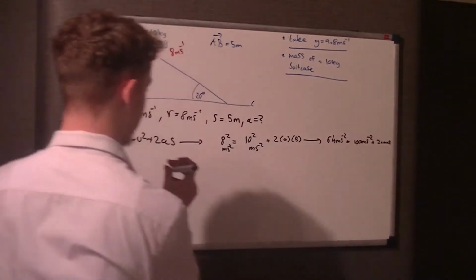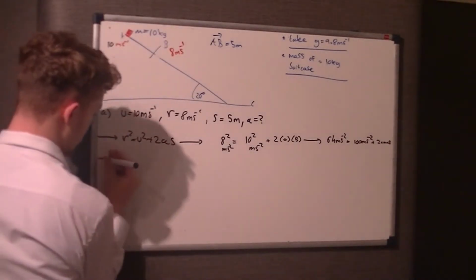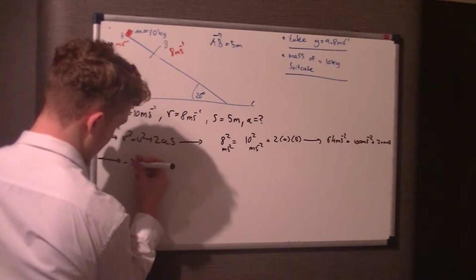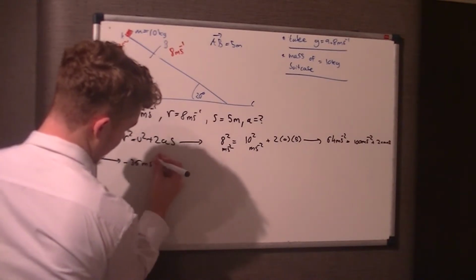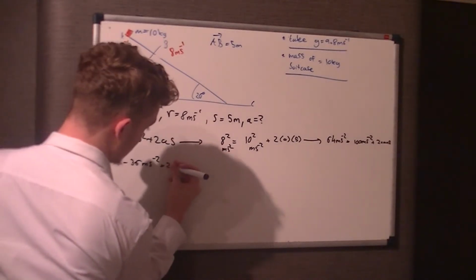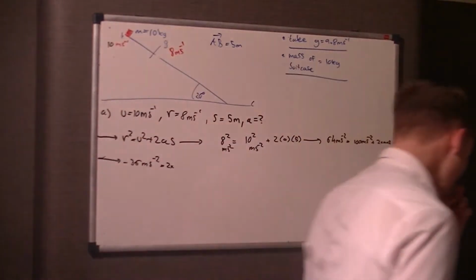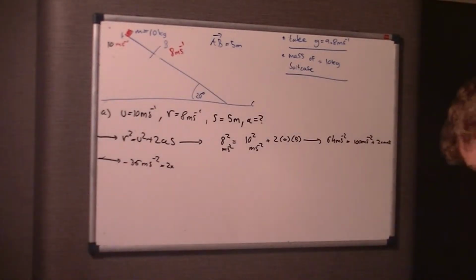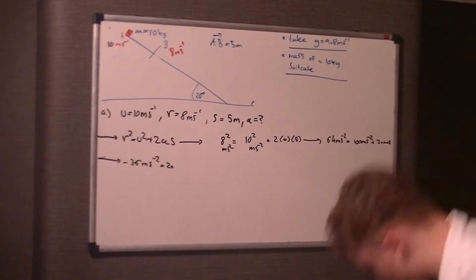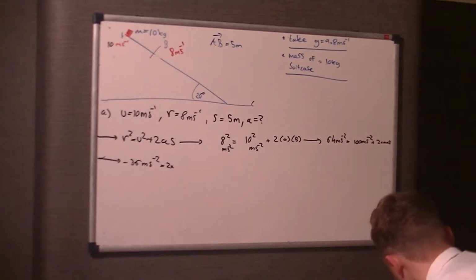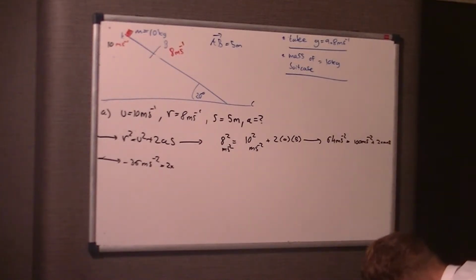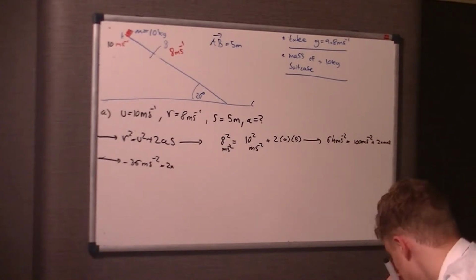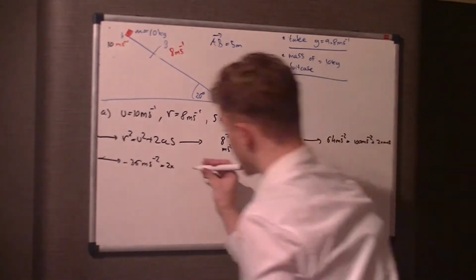Okay, so we simplify this down, so I take 100 meters per second squared away from both sides. That's minus 36 meters per second squared equals 2 times... Sorry, my computer has just decided at this moment to die. So that's minus 36 meters per second squared is equal to 2 times a times 5.